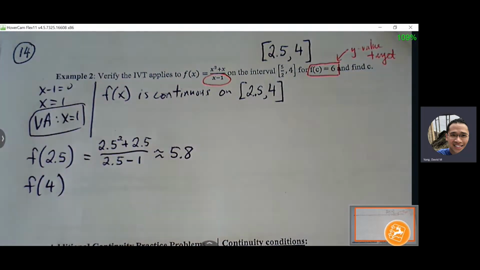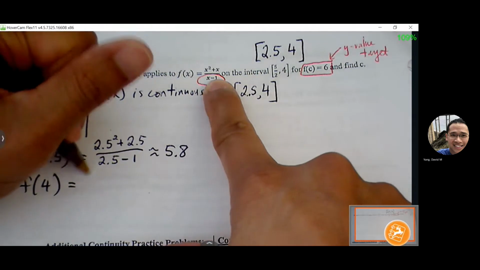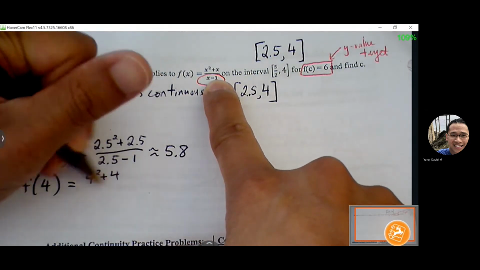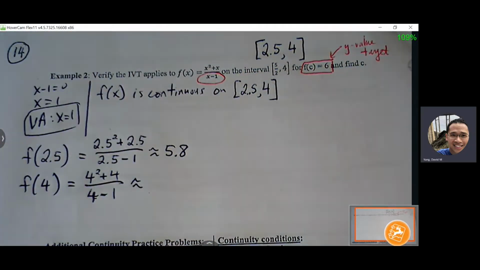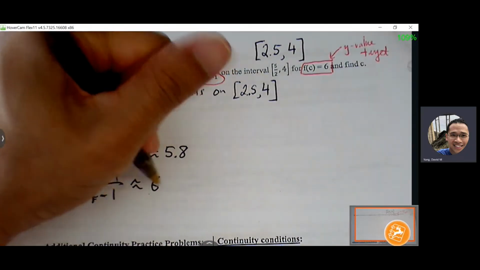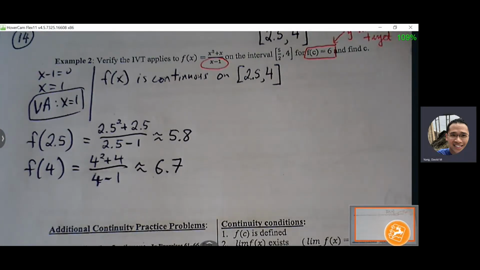Below 6, right? So that means we need f of 4 to produce what? Something higher, right? We need one lower and one higher. Otherwise we don't have enough information. Okay, f of 4. Numerically, that's going to give us 6.7. And we want to guarantee a y value of 6. Yes. Okay, we start at 5.8, we end up at 6.7.